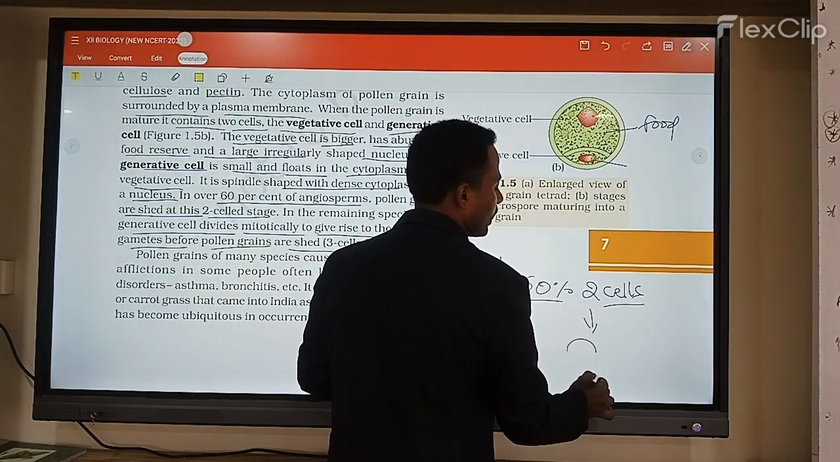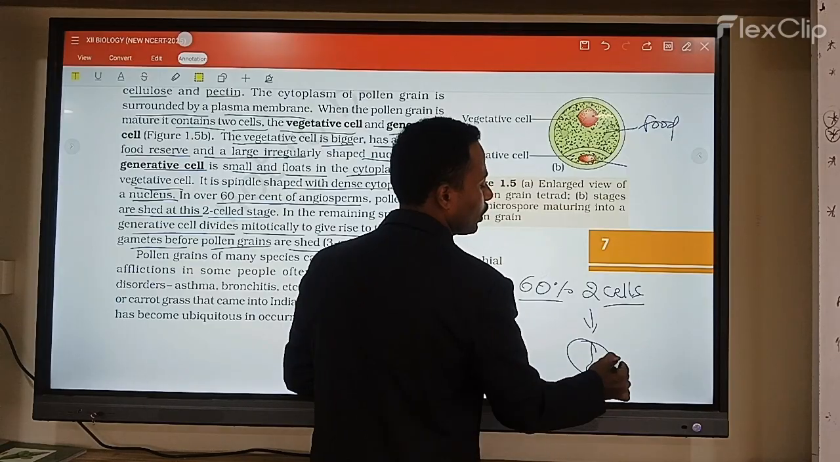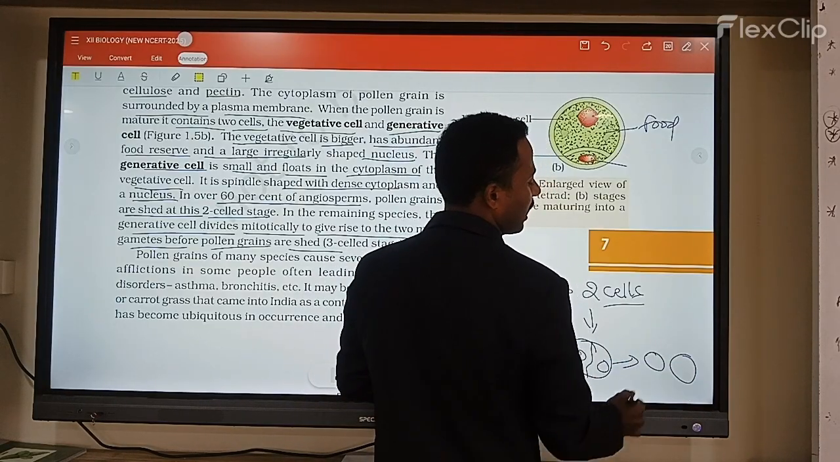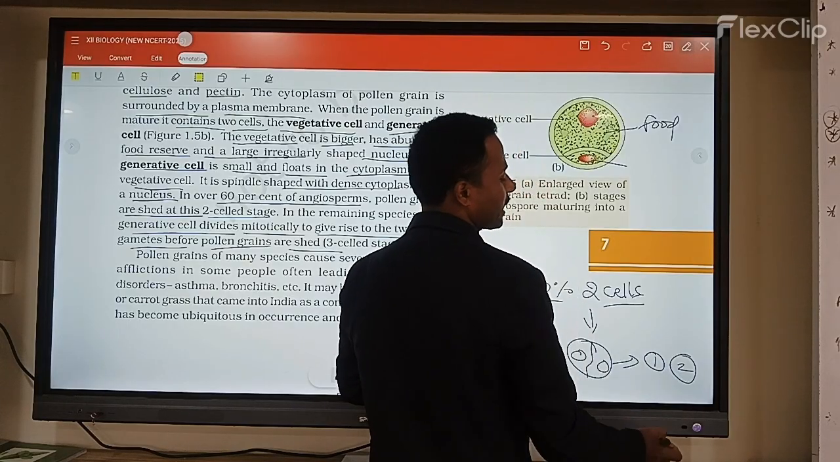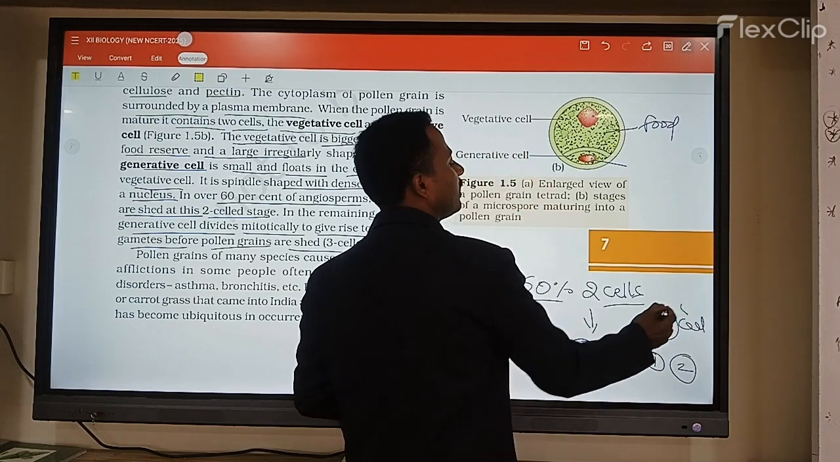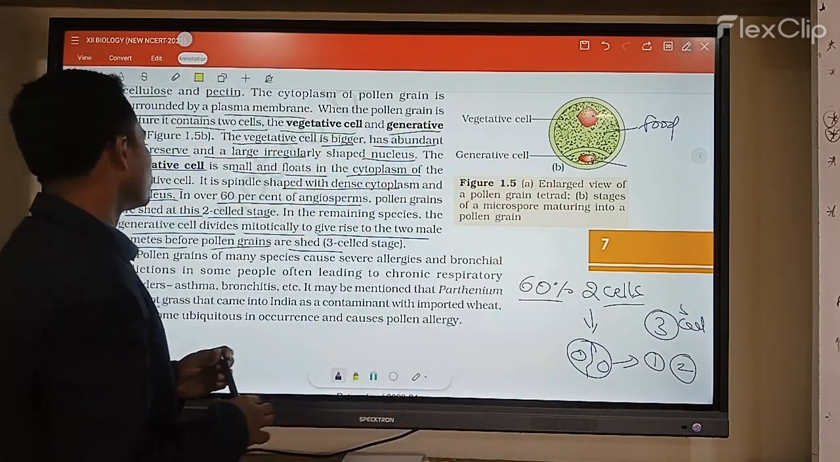It divides by mitotic division to give two male gametes. So it is one male gamete, and the second male gamete. So altogether, how many cells? That is in a three-cell condition.